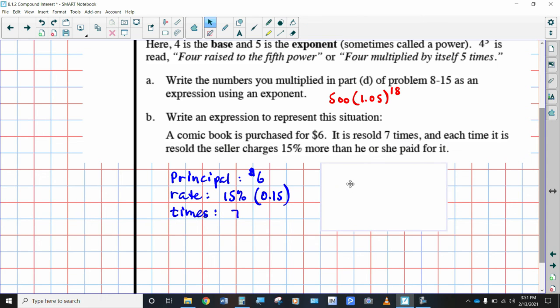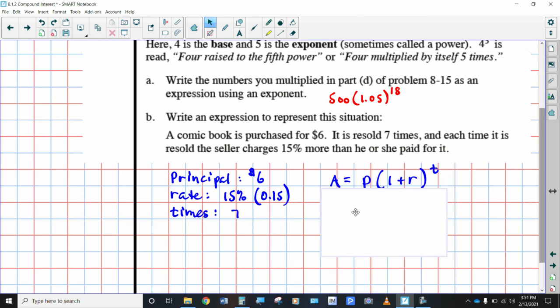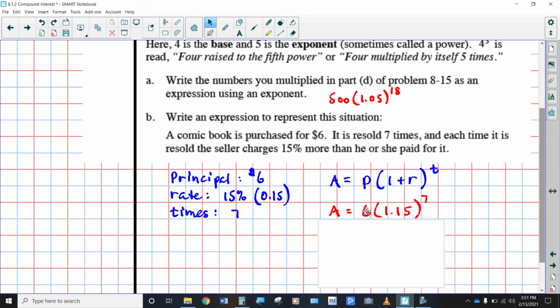So let's go ahead and set this up using our formula, where we're going to plug in the principal was $6. The interest rate is added to the number 1 to make it 1.15, and then the number of times being compounded is 7. Go ahead and pause and get your calculator, and if you've got a type of calculator that allows you to put the entire expression in, go ahead and do that.